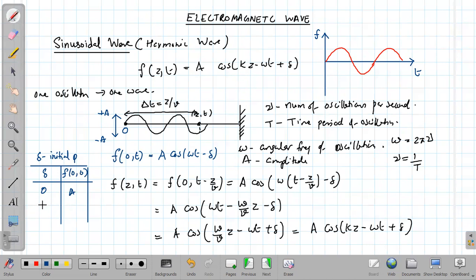And if delta is pi, it will become cos pi. Cos pi is minus 1, it becomes minus A. If delta is pi by 2, cos pi by 2 is 0, so therefore it becomes 0. And 3 pi by 2, it is 0. Okay, so the initial phase actually represents the initial displacement of the string. It is a measure of the initial displacement of the string.